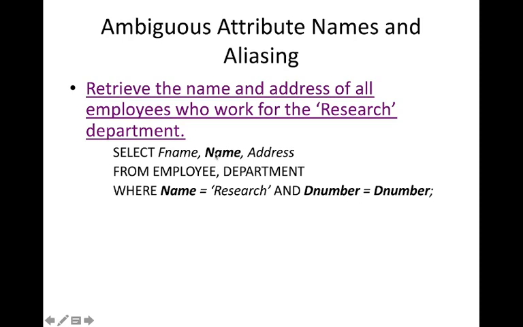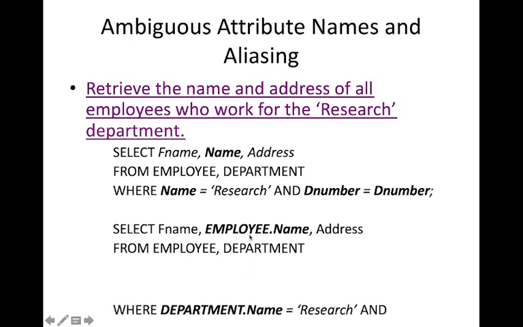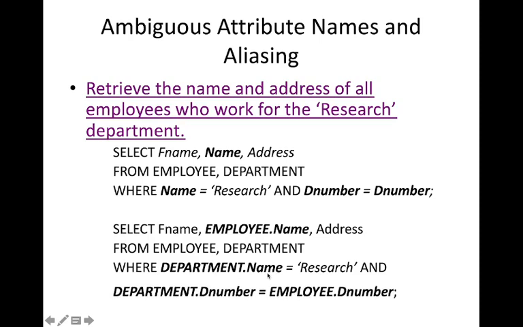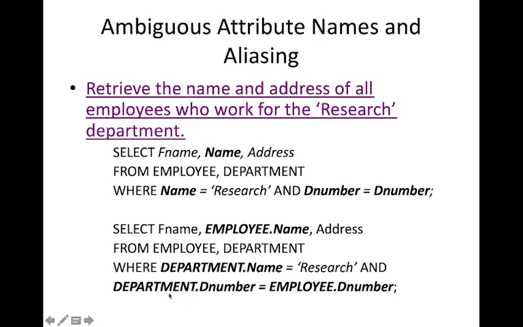So if we have the same names, then there is another method to write this query. We can specify like this: F name, comma, employee dot name. This means this name belongs to the employee table. And we can also specify department dot name equal to research. Instead of specifying just name, we can use the table name dot name, and we can specify department dot D number equal to employee dot D number.